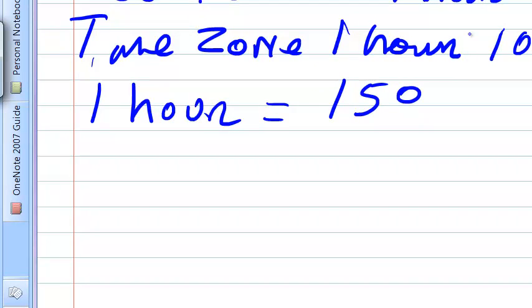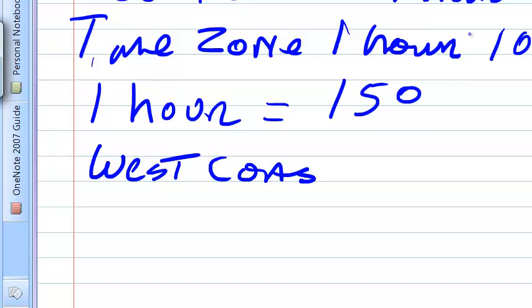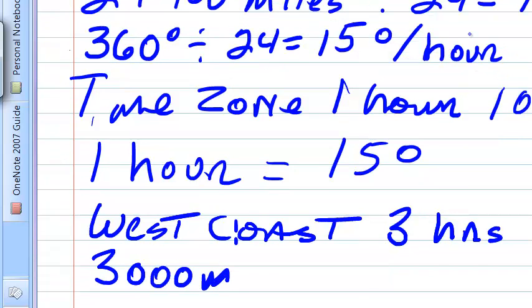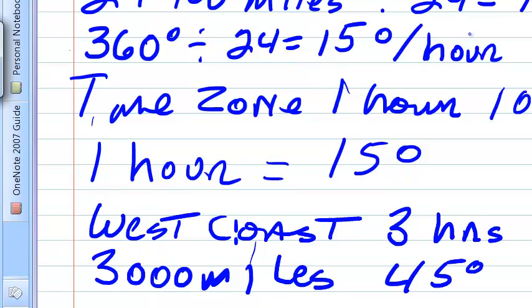The example that shows that so well is that the West Coast is 3 hours behind the East Coast. How many miles apart is it? Well, if you said 3,000, you're right. How many degrees apart is it? Well, it's 45 degrees apart. So going around the Earth, there would be 24 time zones. Each of those represents 15 degrees.